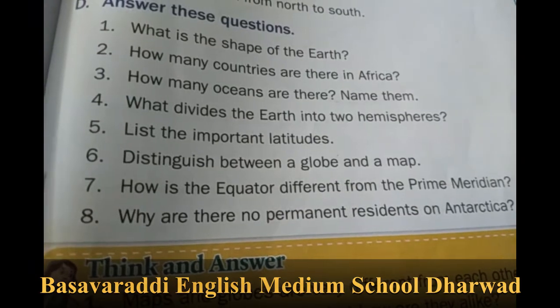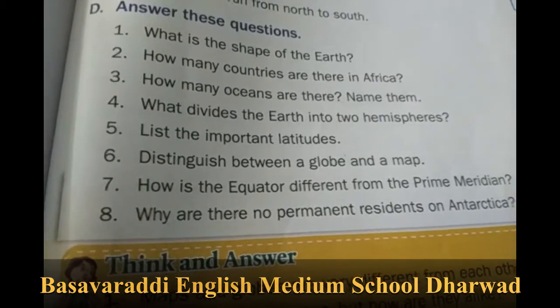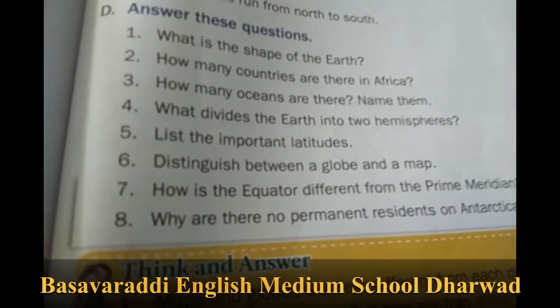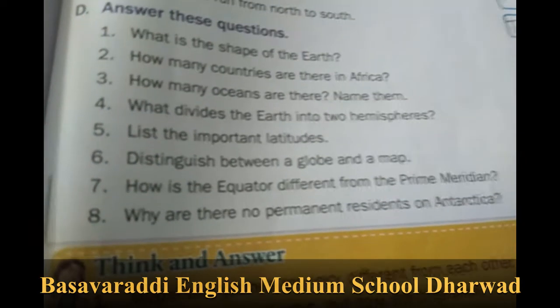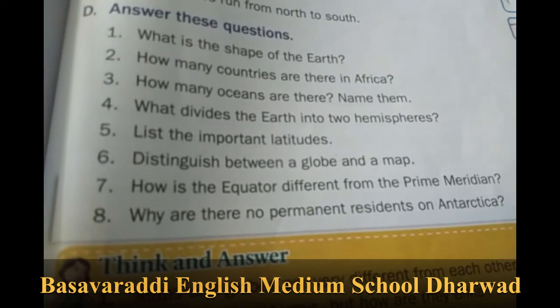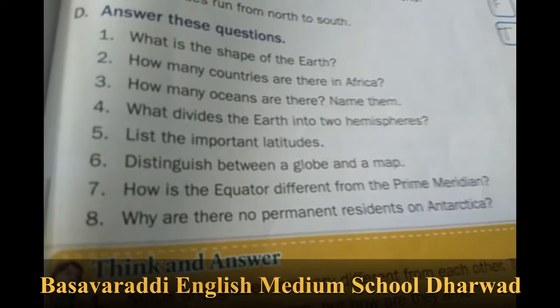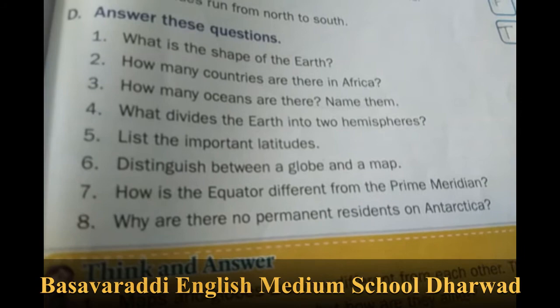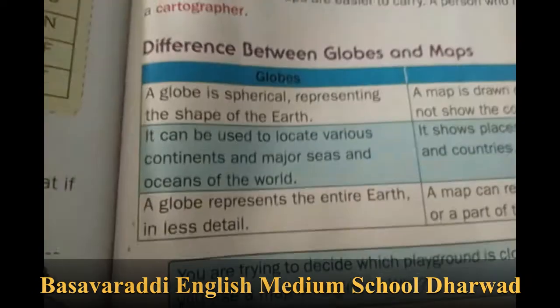Okay. Sixth question. Distinguish between a globe and a map. Distinguish, in the sense, you should write it in a column. You should make 2 columns. One block is for a globe and another block is for a map. Why? Because you are writing a comparison or a difference. Okay? See here. You should do columns like this.